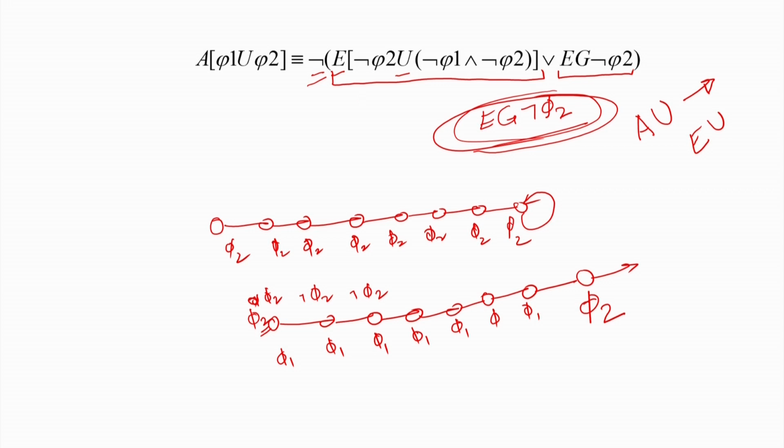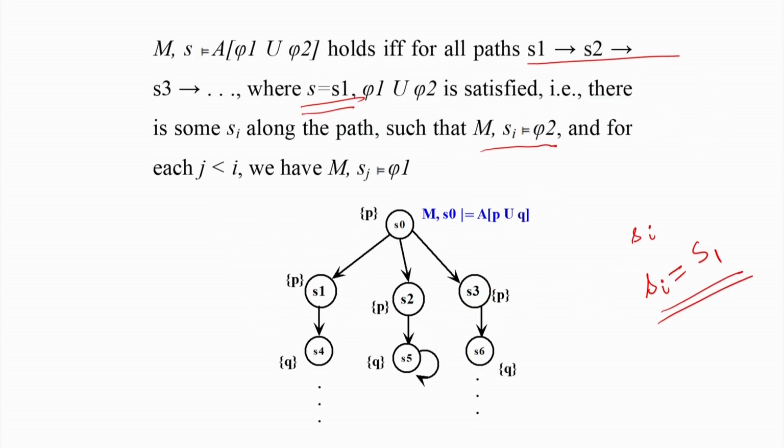Okay. A phi 1 until phi 2 may become true in that particular path. That is why we are putting this particular negation. Now, if none of these components are true, then we are saying that A phi 1 until phi 2 will be true if the negation of this whole expression is true. Okay. So, this is the scenario that we are having.